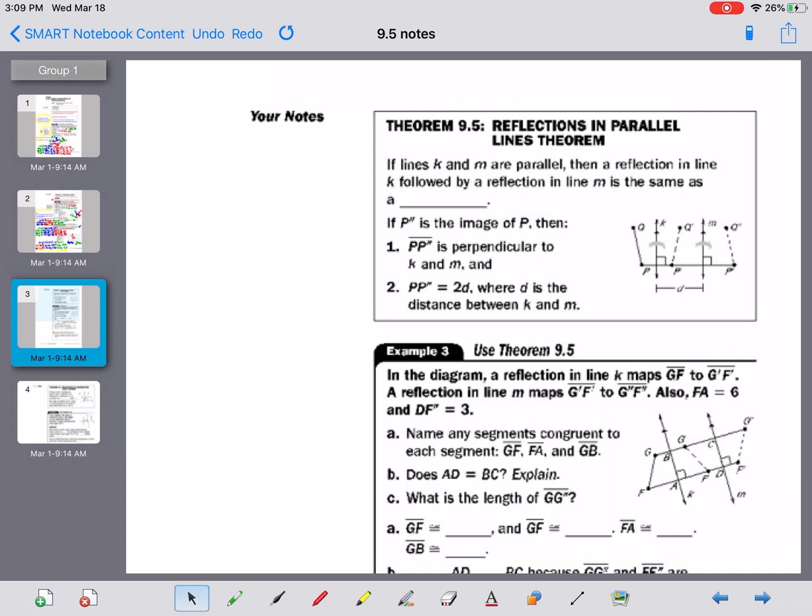This theorem deals with if we make a double reflection. So what we want to look at right here is, first I'll just fill in the blank on our theorem and then kind of explain a little bit more. It says if lines K and M are parallel, so we're talking about these two lines right here. If these two lines are parallel and these are my reflection lines, then what we're going to do is take our figure here, and they're just using a segment, QP.